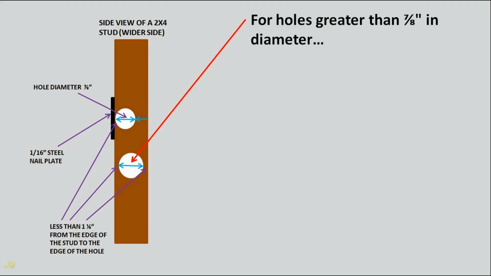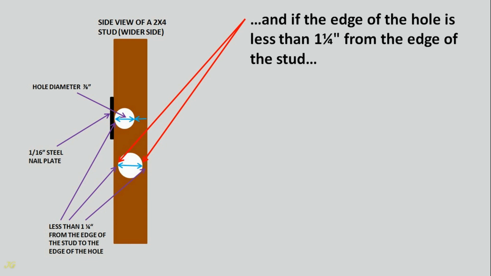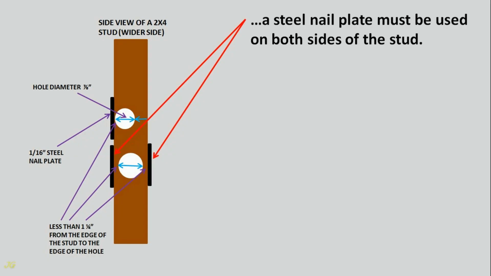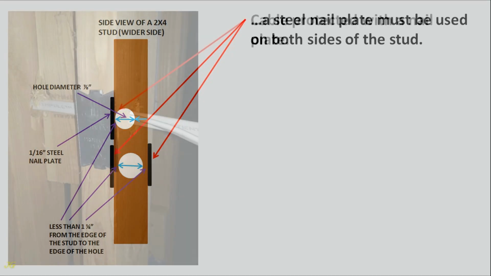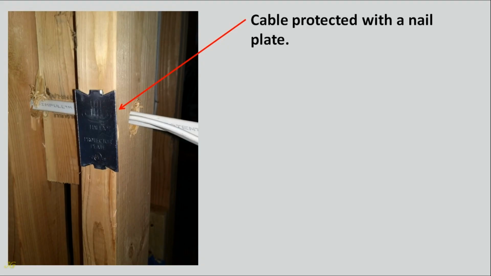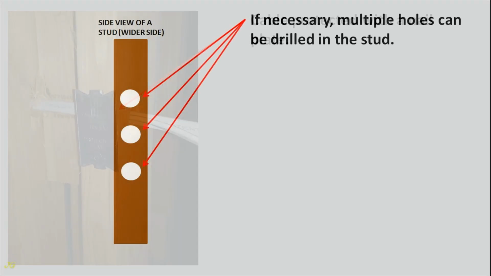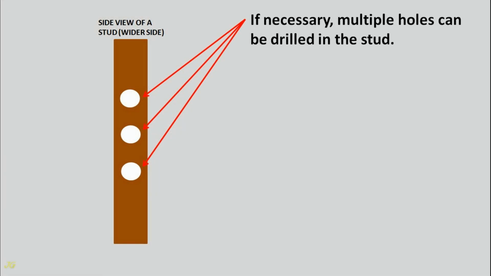For holes greater than 7/8 inch in diameter, and if the edge of the hole is less than 1¼ inch from the edge of the stud, a steel nail plate must be used on both sides of the stud. Cable protected with a nail plate. If necessary, multiple holes can be drilled in the stud.